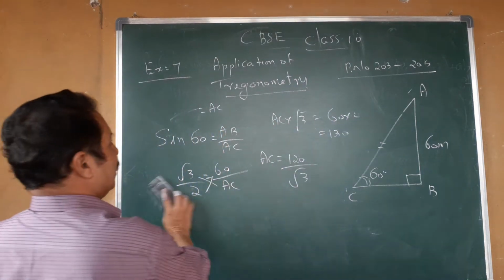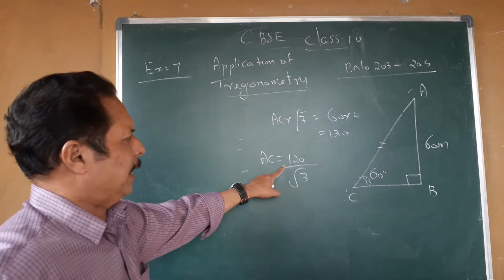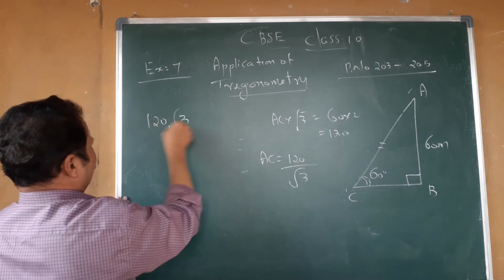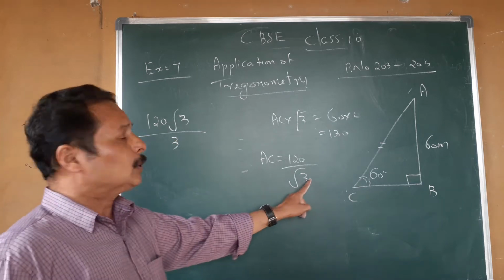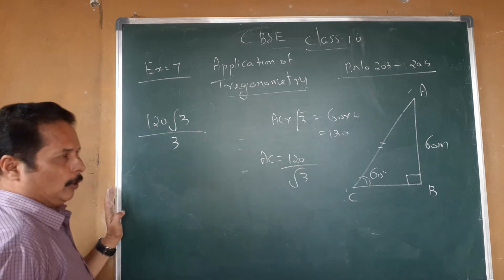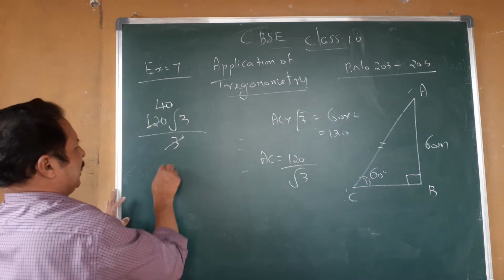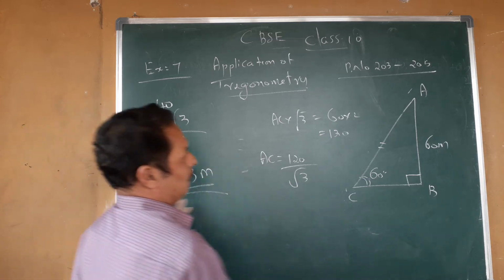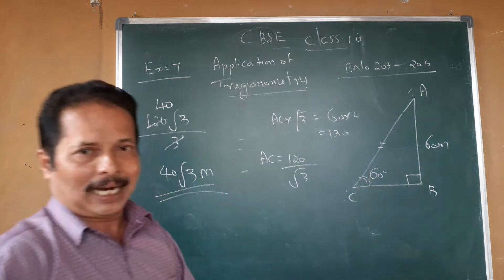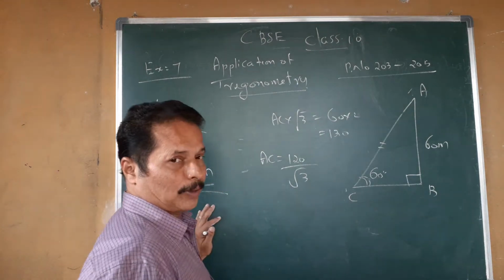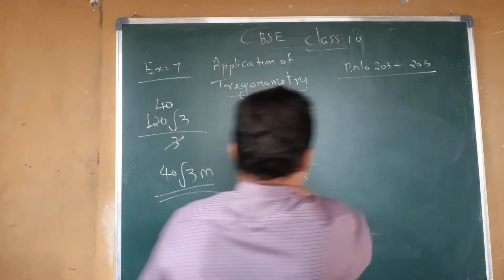Now rationalize the denominator. That means multiply the numerator and denominator by root 3. You get 120 root 3 divided by 3. Root 3 into root 3 is 3. 120 into root 3, 120 divided by 3 is 40 exactly. And your answer is 40 root 3 meter. That is the length of the string. Length of the string equal to 40 root 3 meter. Is it clear? Okay. Next question.